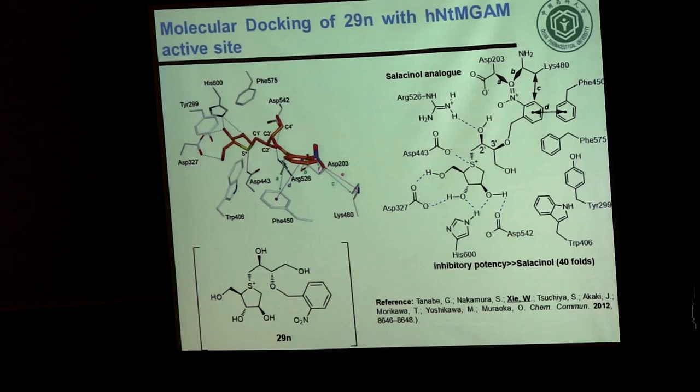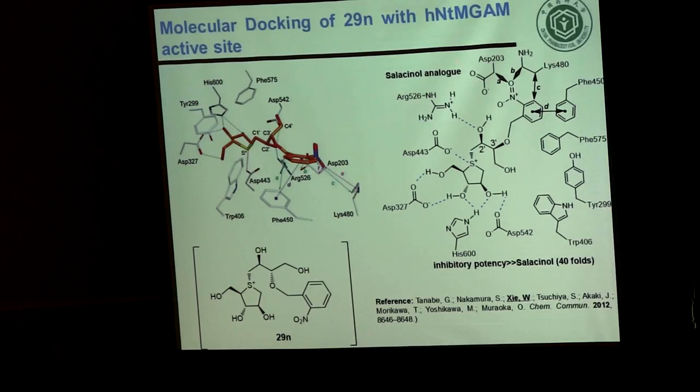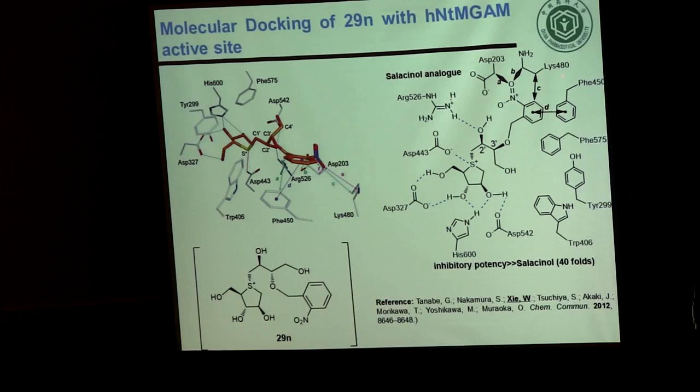Molecular docking showed that for this part, the interaction is almost the same. For this part, this is also a nitrobenzyl group. This part can interact with the hydrophobic residues of the enzyme by the hydrophobic interaction and also pi-pi interaction, which can explain why this compound showed 40 times stronger activity than salacinol.